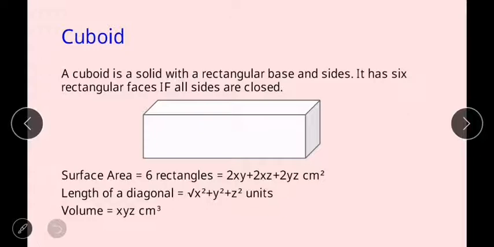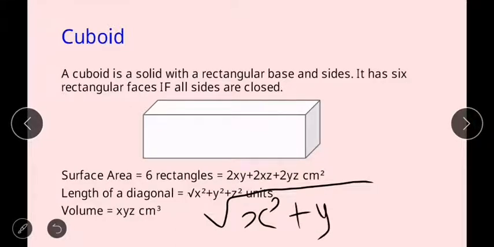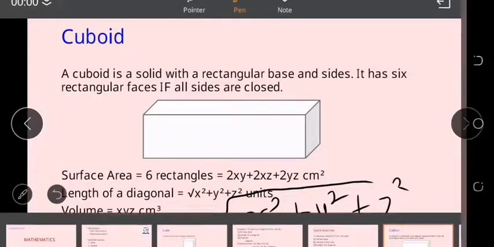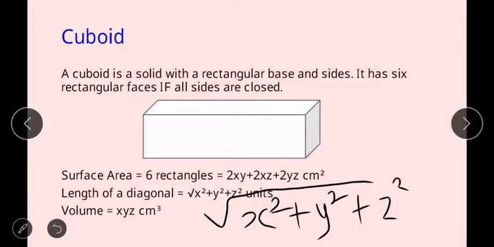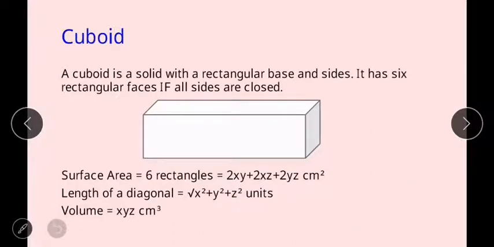The length of the diagonal of a cuboid is given as the square root of x squared plus y squared plus z squared. Okay, the square of each of those sides. Are we together? That is the formula to calculate the length of a diagonal. And don't forget, the unit will be in what? Centimeter or meter.